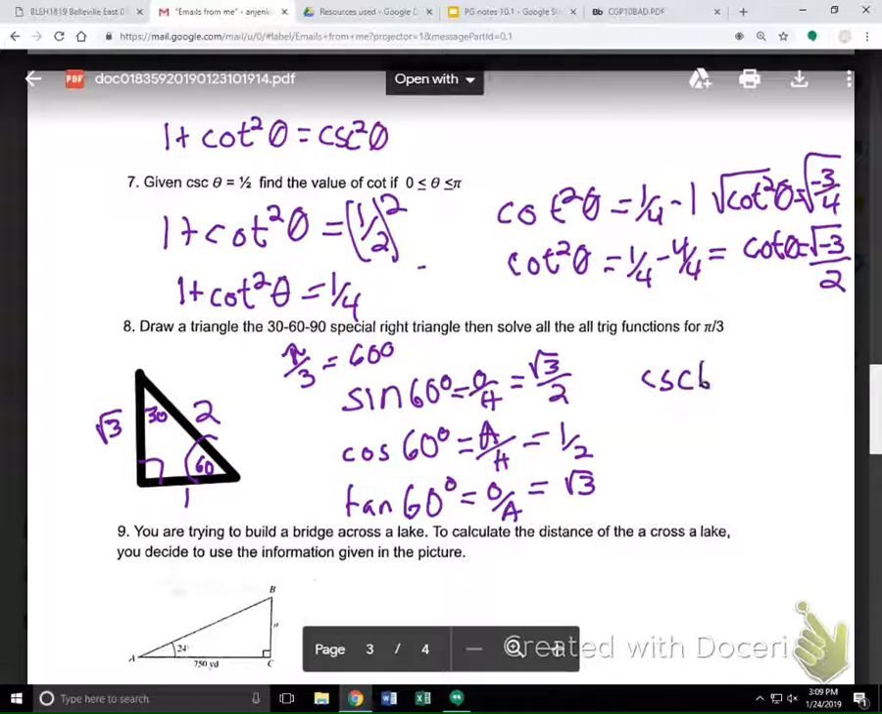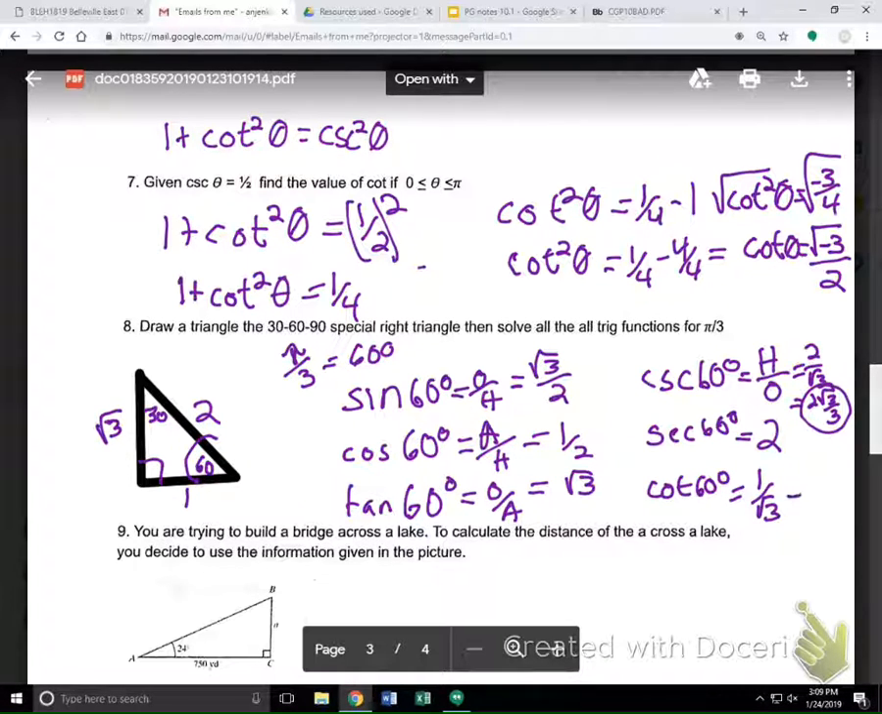Now we have cosecant of 60 degrees, secant of 60 degrees, and cotangent of 60 degrees. These are just the reciprocals, or hypotenuse over opposite. So we end up with 2 over square root of 3. You already see the flaw in me not leaving enough space. After we rationalize that, it becomes 2 square root of 3 over 3. With secant, it's the reciprocal of cosine, which just becomes 2. And cotangent becomes 1 over square root of 3. Once we rationalize, it becomes square root of 3 over 3.